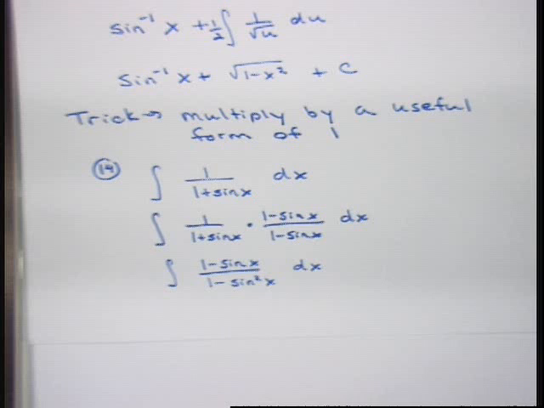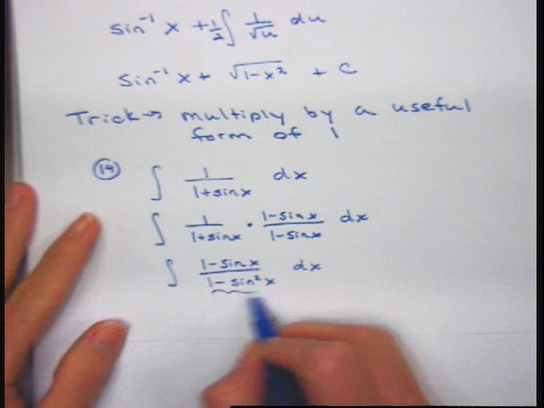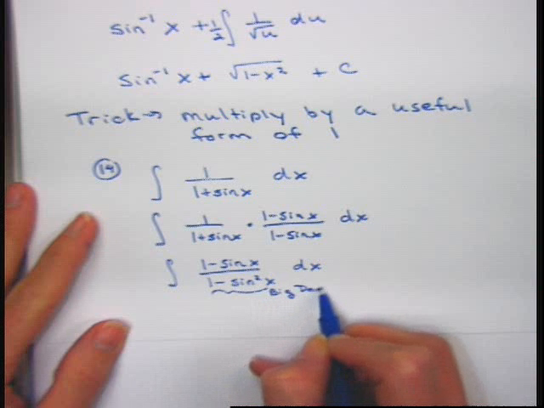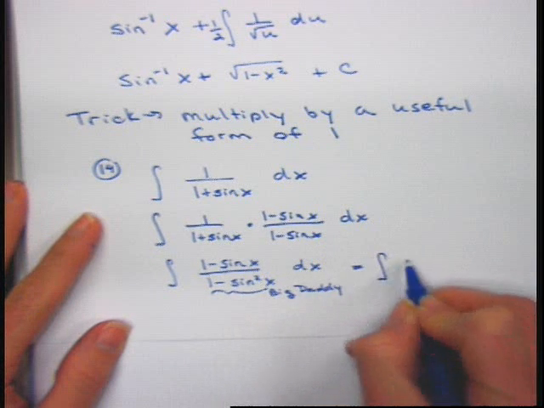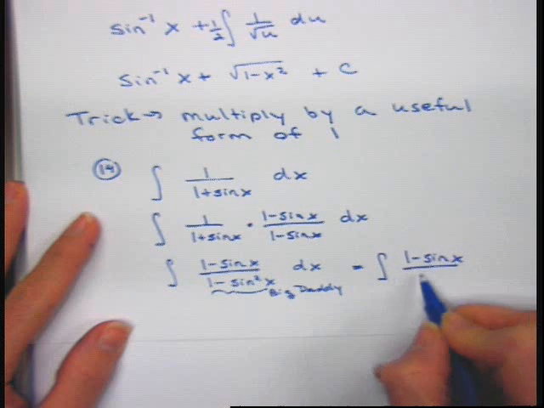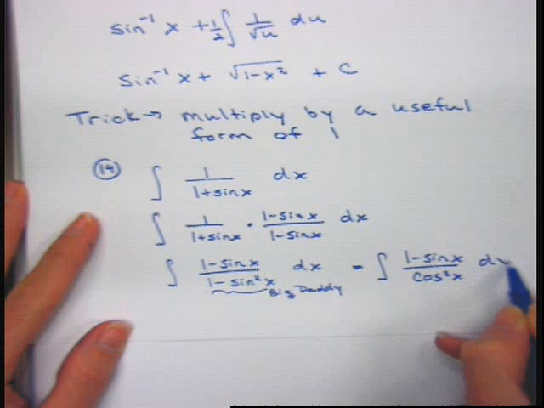Now, say you're having a really good day. What do you immediately recognize you have forced in the denominator? It's a trig identity. It's the world's most important trig identity. Yeah, you actually have cosine squared x in the denominator because sine squared x plus cosine squared x equals 1. So cosine squared x is equal to 1 minus sine squared x. I call it Big Daddy. So this is the antiderivative of 1 minus the sine of x over cosine squared x dx.